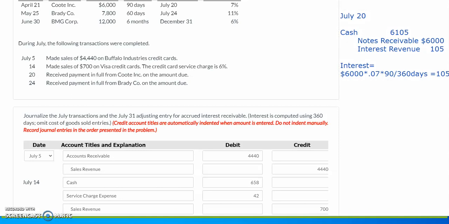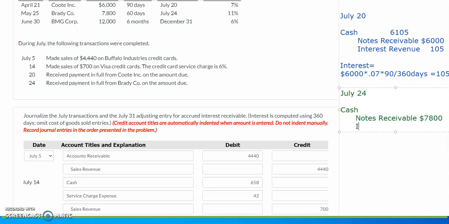So our next transaction is going to be on July 24th. And on July 24th, we're going to go ahead and record a debit to cash because we're going to receive payment in full from Brady Company. We're going to record a credit to our notes receivable for the amount of the note, which is $7,800.